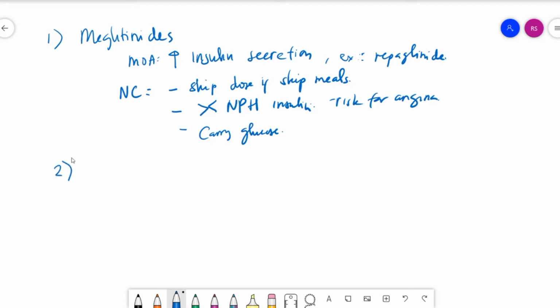The second one is the alpha-glucosidase inhibitors.